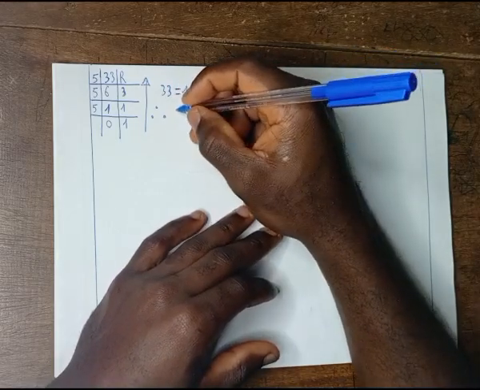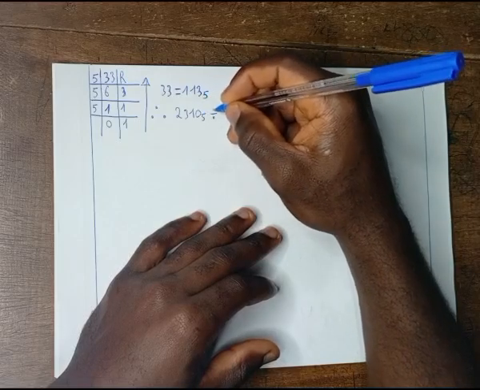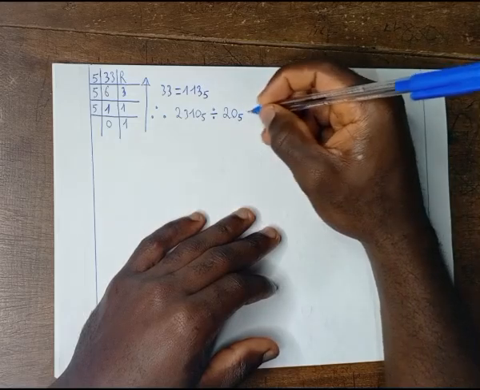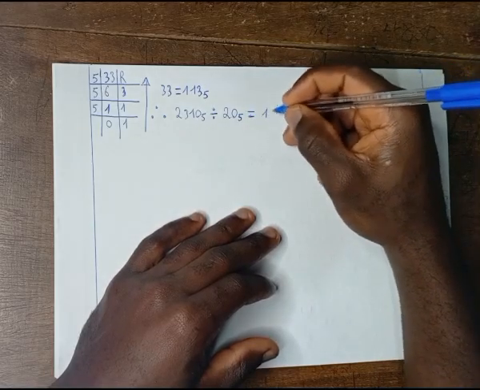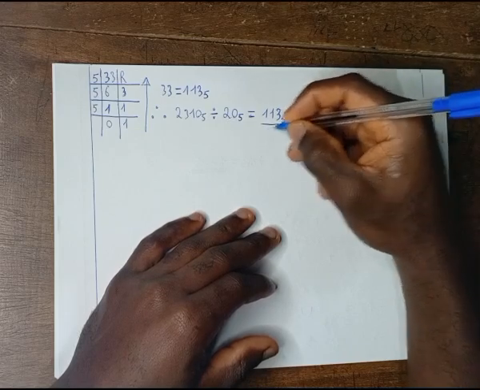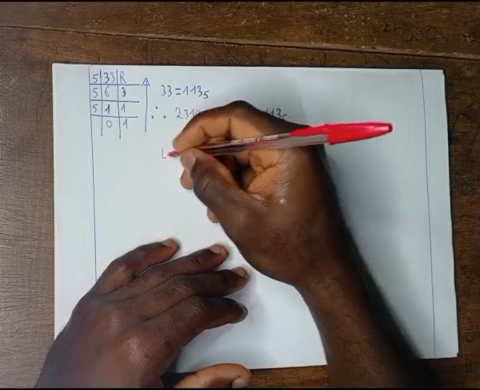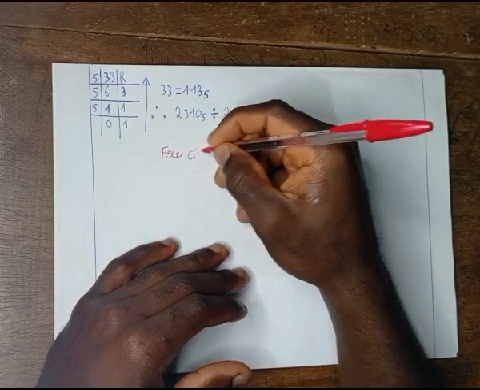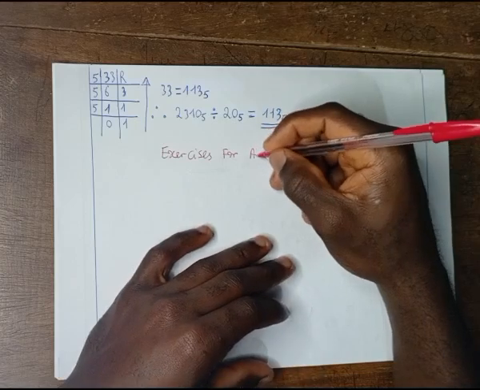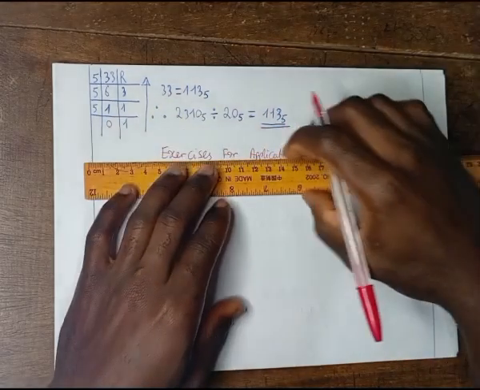So we conclude, therefore, we divide these two numbers, 2310 in base 5 divided by 20 in base 5. The result will simply be equal to 113 in base 5. Underline the answer. Take now exercises for application. Exercises for application.